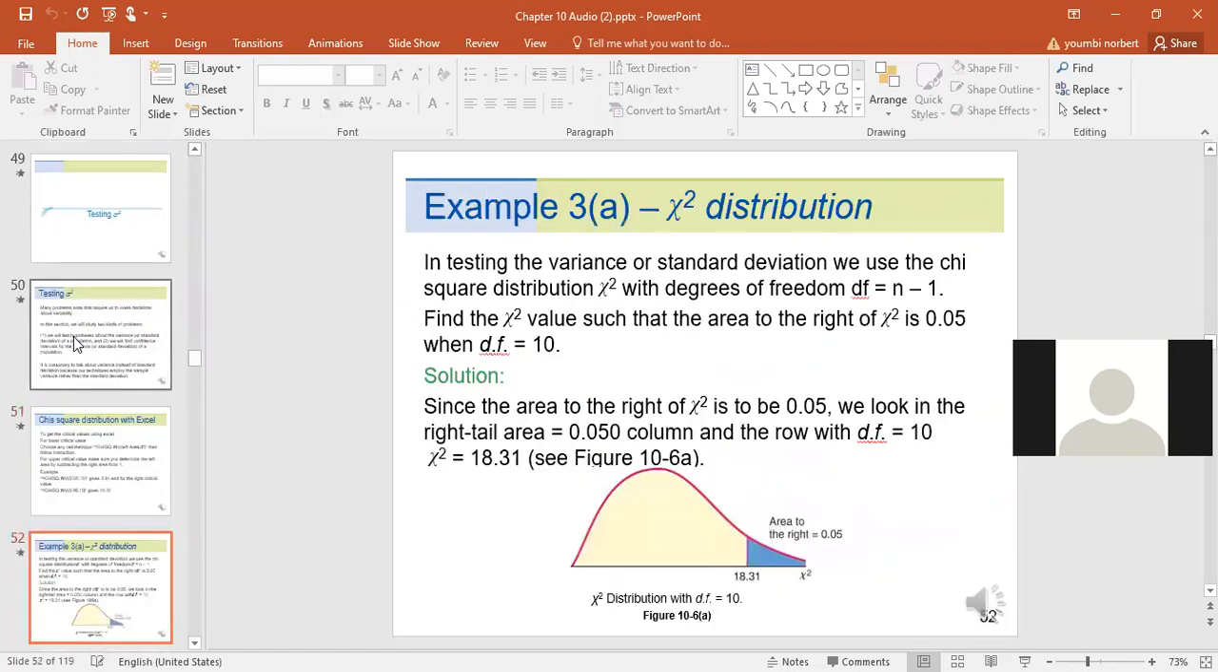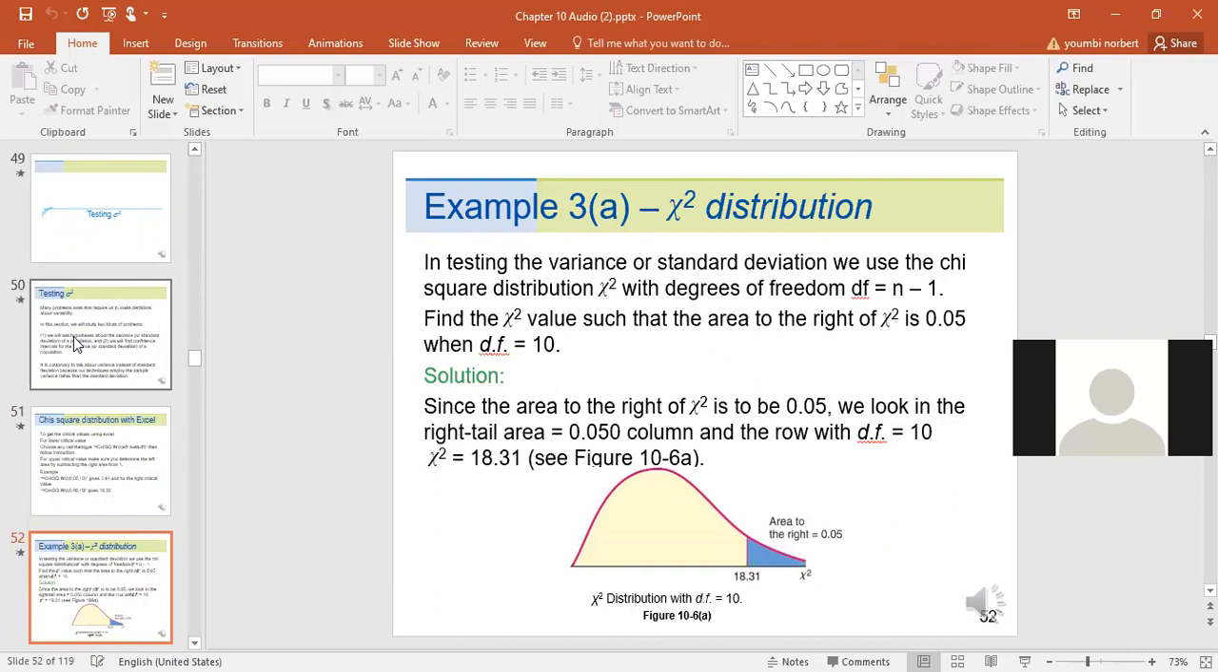Testing for variance. The test for variance is essentially the same as all other tests. The only complication you will have here is that your calculator cannot do it, so you will have to do it manually. You will have to learn how to use either Excel or your calculator to find the test value, to find the critical value or the p-value.